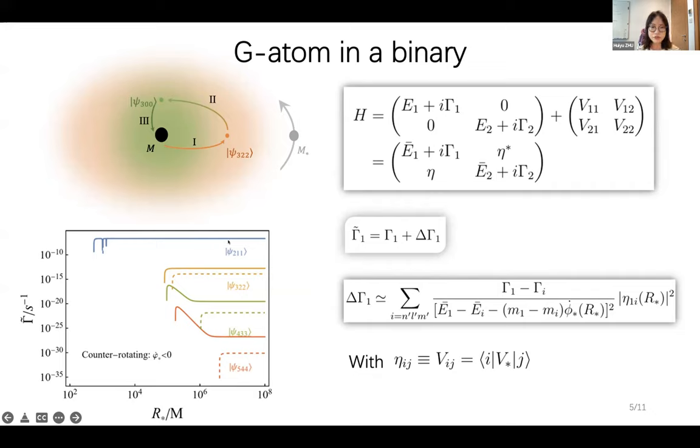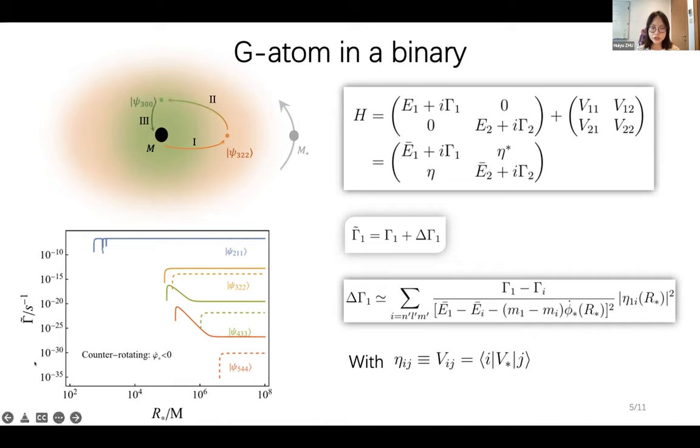Here the solid line is for the maximal black hole spin, where the dimensionless black hole spin equals 1. And the dashed line means the black hole spin at the saturation of the previous state, so the spin is less than 1. We can see from this graph that for R star big enough, all the gamma tilde will tend to the Detweiler result, which is gamma, the superradiance rate without considering a binary companion. This is reasonable because when the separation is big enough, the effect of the binary companion is negligible.